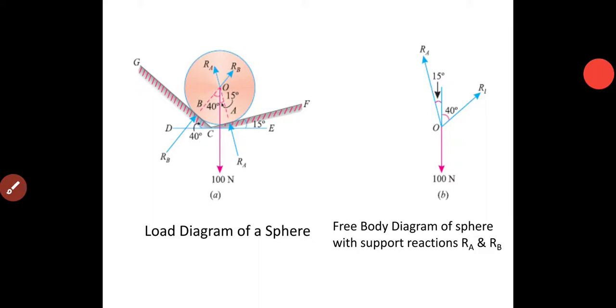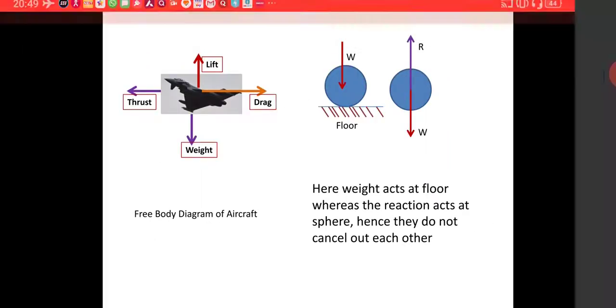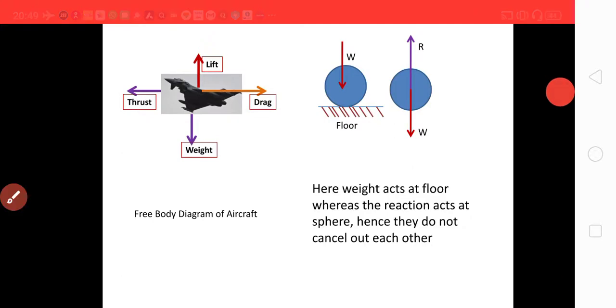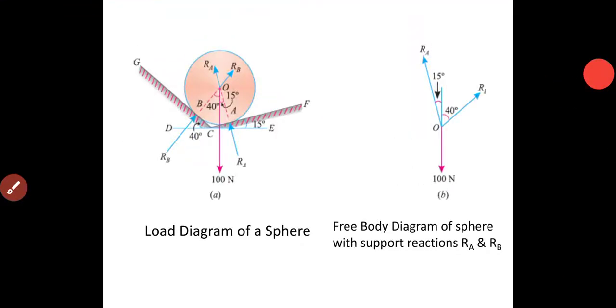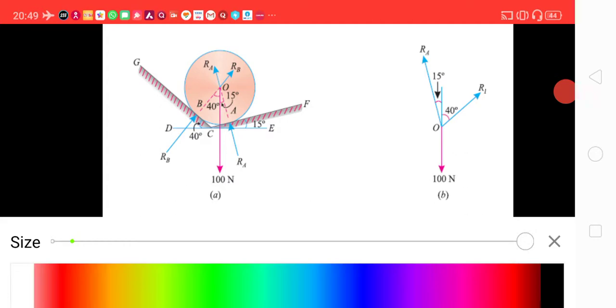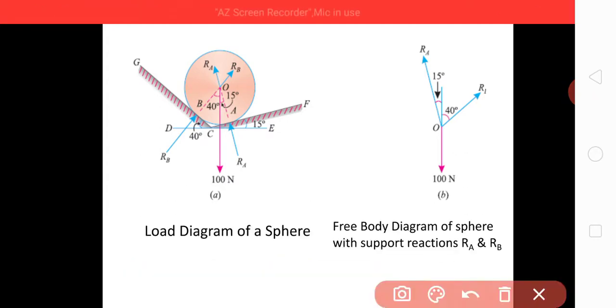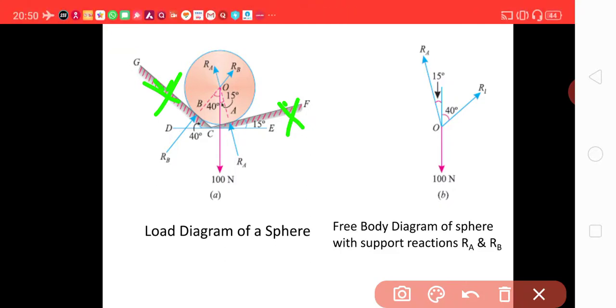Take another example. This sphere is kept in this. If we remove these surfaces, then a force diagram is formed like this. This will be a free body diagram.